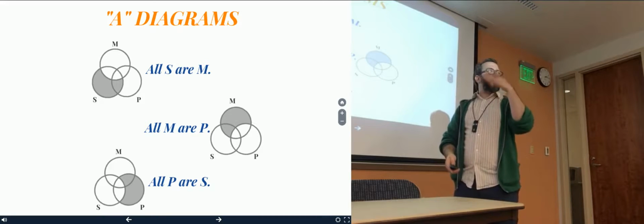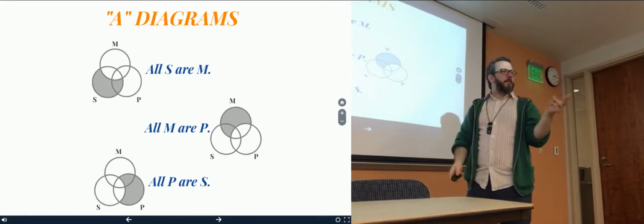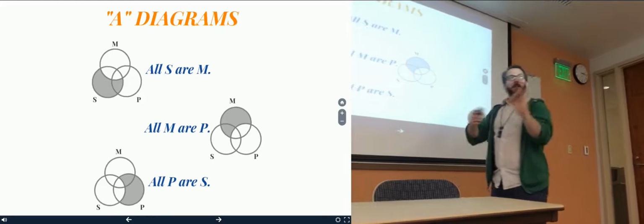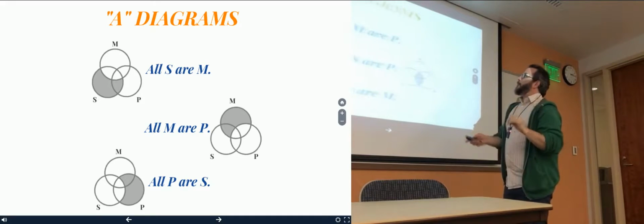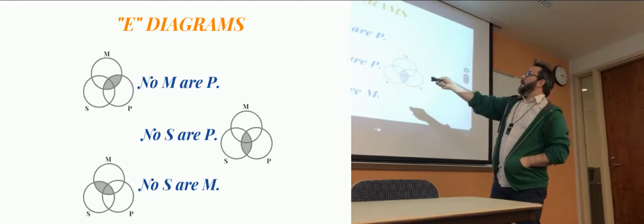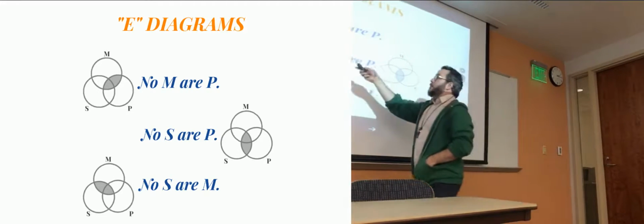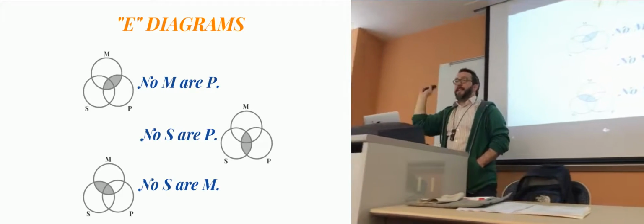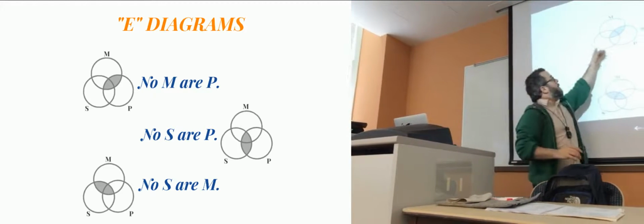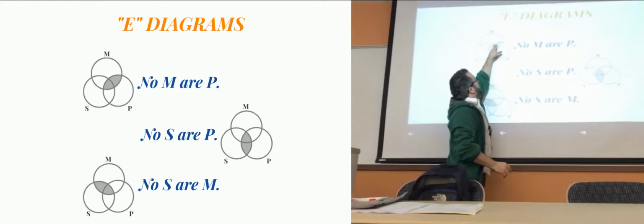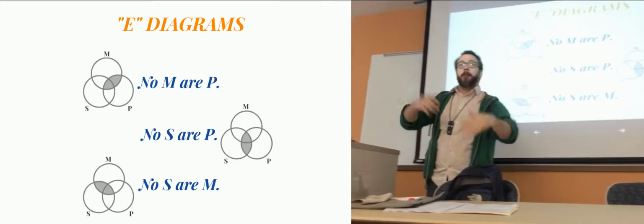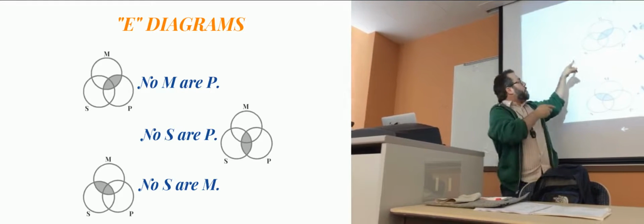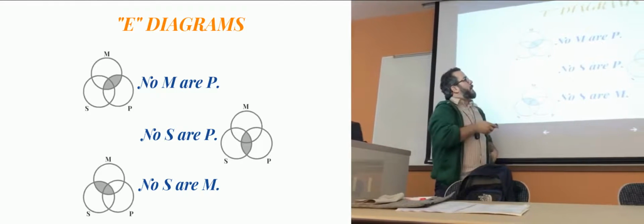For an E statement, I'm going to shade, but I'm not going to shade that Pac-Man shape. I'm going to shade more of a football shape, right? I'm going to shade that region where the 2 categories in question are intersecting. So if any E diagram, like no M are P, again, I'm talking about M's and P's. I'm not talking about S's at all. So just forget that circle. Pretend it's not there. No M's are P's is going to take this entire region of things that are both M's and P's, and we're going to say that doesn't exist. Shade it out. So that's no M are P, where I've shaded out the region where M and P intersect.